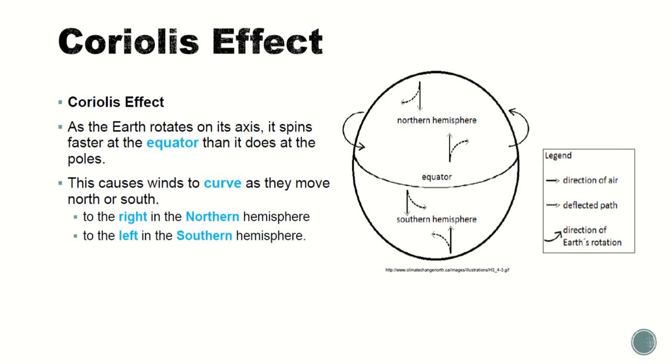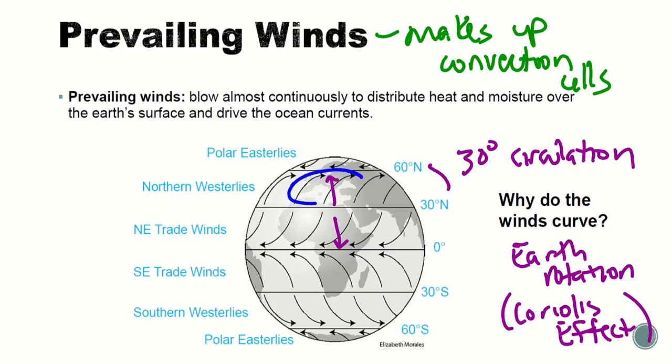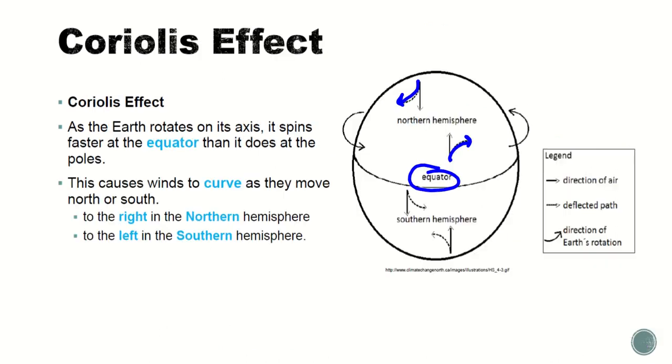What the Coriolis effect is essentially: the Earth rotates on its axis faster at the equator than it does at the poles. This causes a curvature of the winds, as instead of the winds moving directly north, they move a little bit to the right. Instead of them moving directly to the south, they move a little bit to the left. And that creates the movements that we see with your prevailing winds that help push our ocean currents and essentially warm different parts of the world more than others.